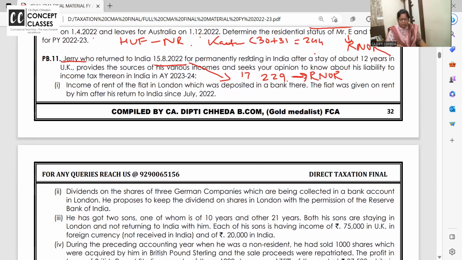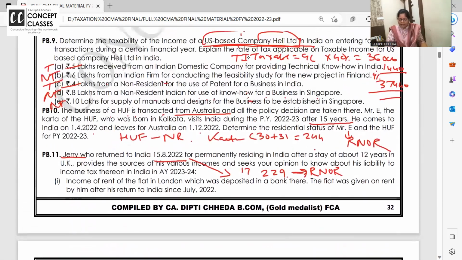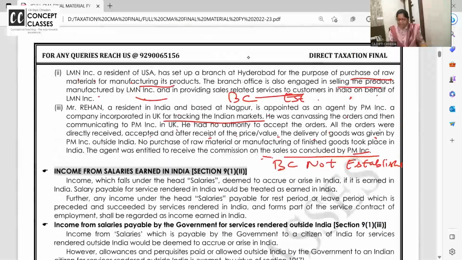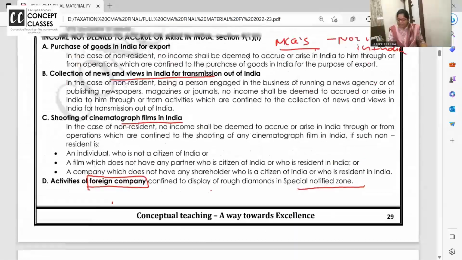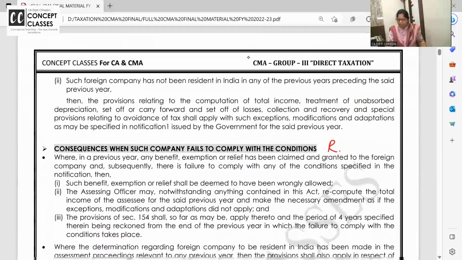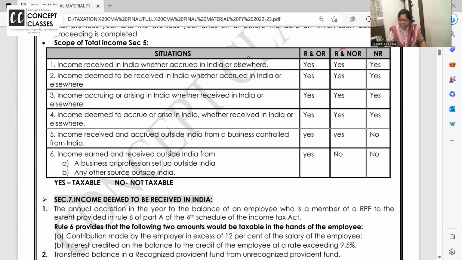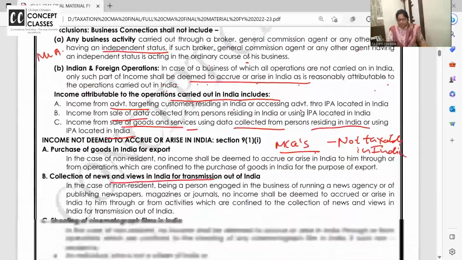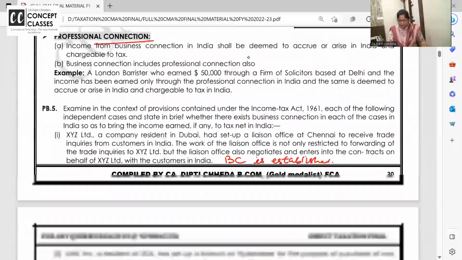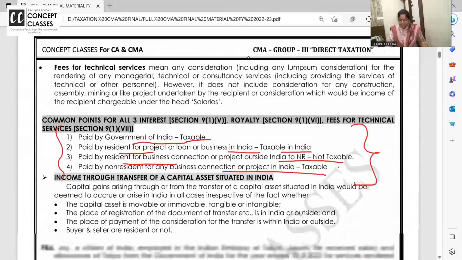Clear? Now take a pause and tell me, once a person is resident but not ordinary resident, which column is applicable? I have given you one table, and I taught it very slowly in the first class. This one. Income received in India, taxable. Deemed to be received, taxable. Accruing, taxable. Deemed to accrue, taxable. Income received outside India, accrued outside India, business is controlled from India. Yes. So like this, it is taxable. 5 cases are there.